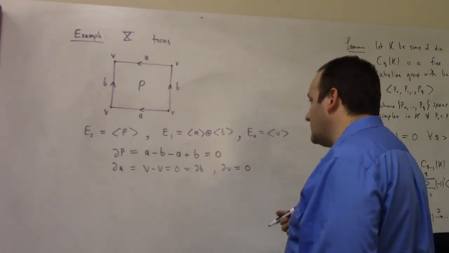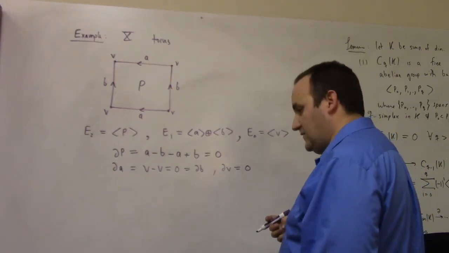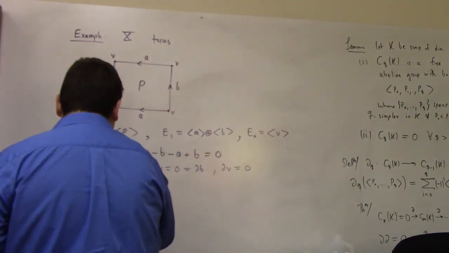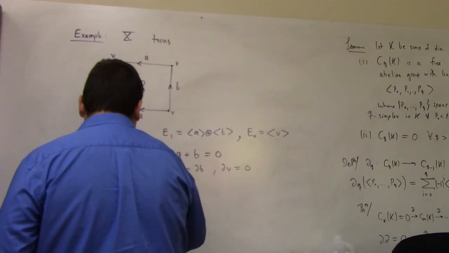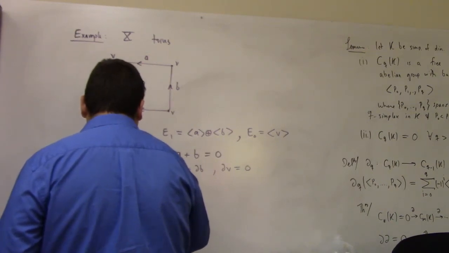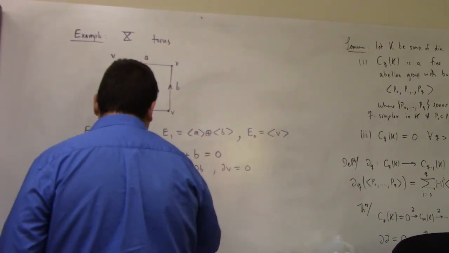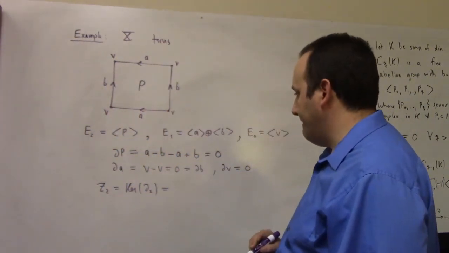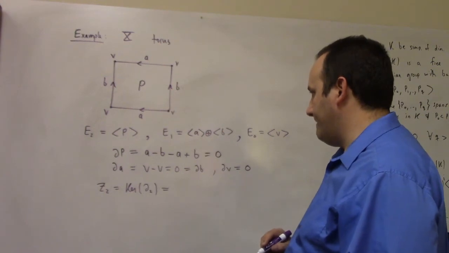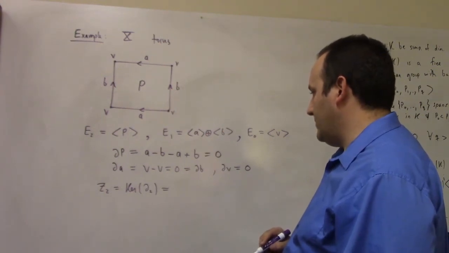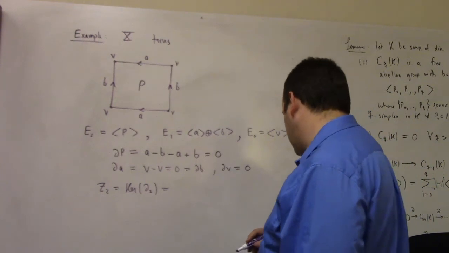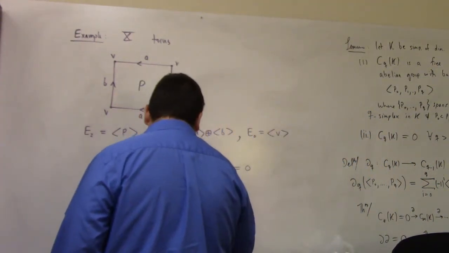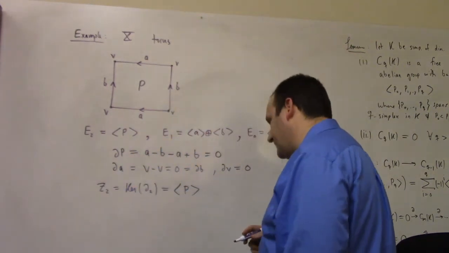So, let's see here. How's he calculate? So Z2 should be what? Z2 should be the kernel of the two boundary, right? Which is everything, since the boundary of P is zero. So that's just P, I guess.